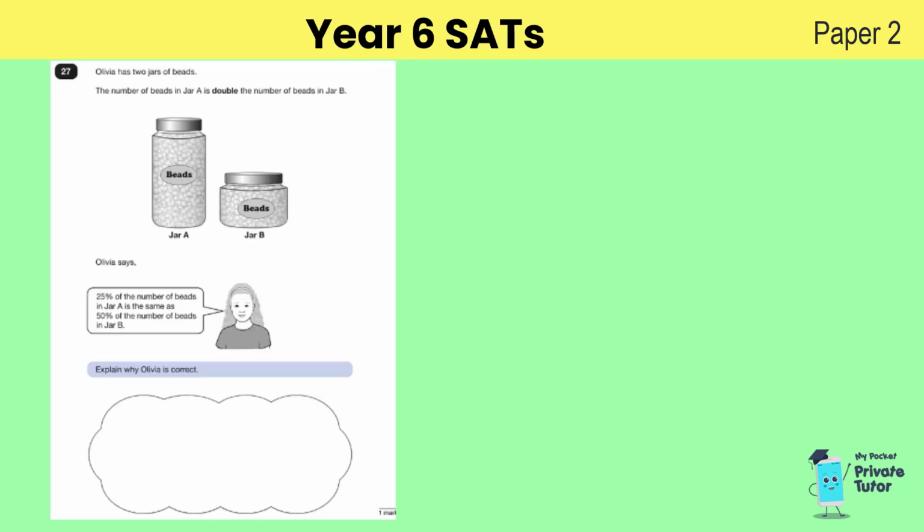Question 27. Olivia has 2 jars of beads. The number of beads in jar A is double the number of beads in jar B. And you've got a visual here so you can see that jar A is bigger and there's double. Olivia says 25% of the number of beads in jar A is the same as 50% of the number of beads in jar B. Explain why Olivia is correct. So this is really just about understanding fractions. I'm going to zoom in on the jars for this.